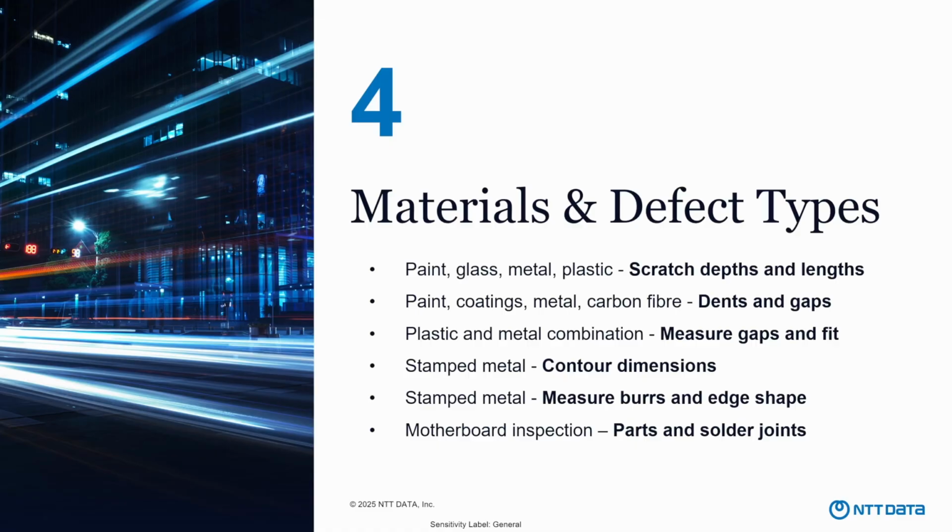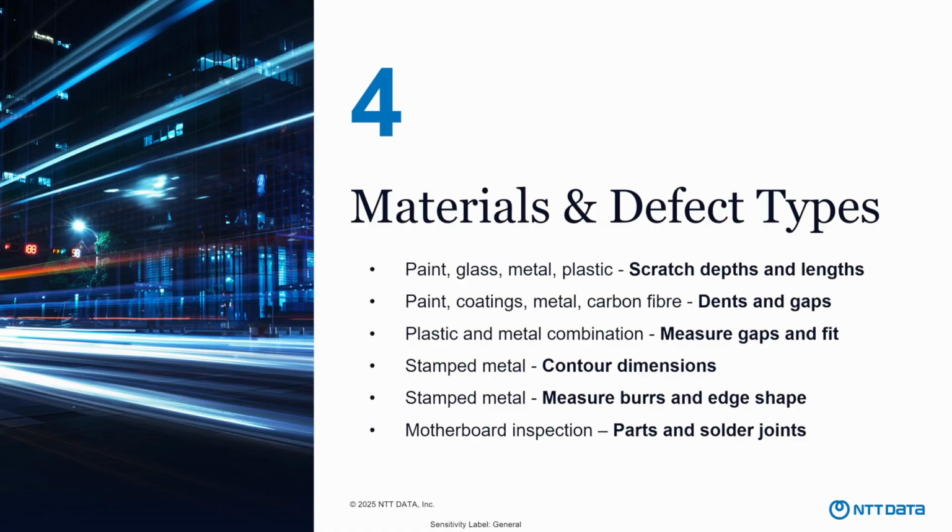And then we start to talk about the types of materials and the defect types. We can get into things like paint, glass, metal, and plastic, specifically looking for scratches and the depth of those scratches and the length of those scratches. For things like paint, coatings, metal, and carbon fiber, we can look for dents and gaps. And then for things like plastic and metal, you can look for the gaps and fit between those parts.